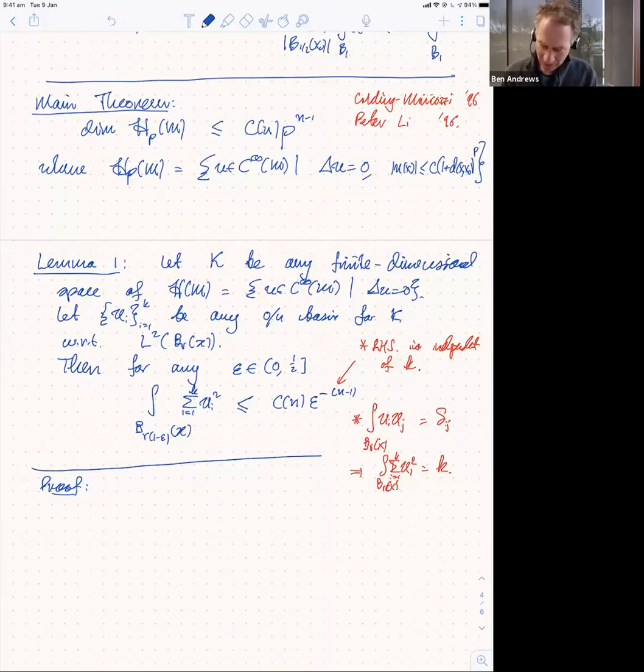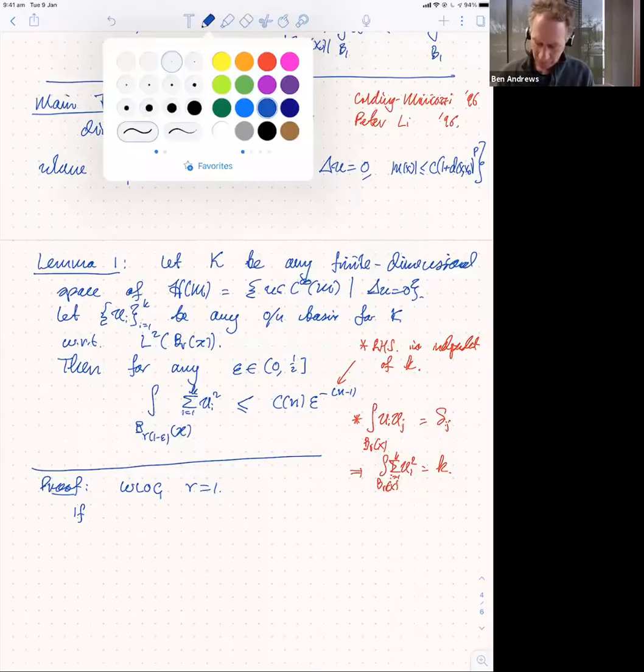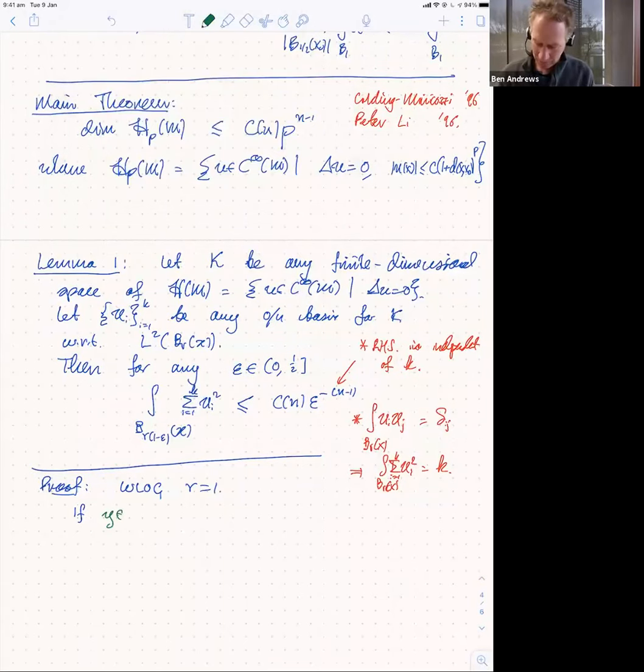Okay, so again, as always, things are scaling invariant, so I can assume that r is 1. And so then what I will do, first of all, I want to bound the integral on the ball of radius r times 1 minus epsilon of this thing. So first of all, I'm just going to bound the value of this sum of ui squared at some point. So let's just choose some point y, which is in the ball 1 minus epsilon.